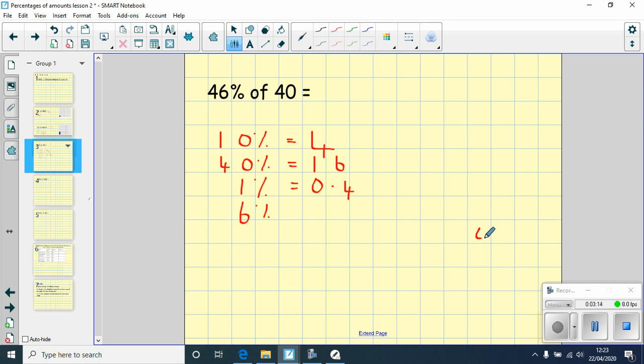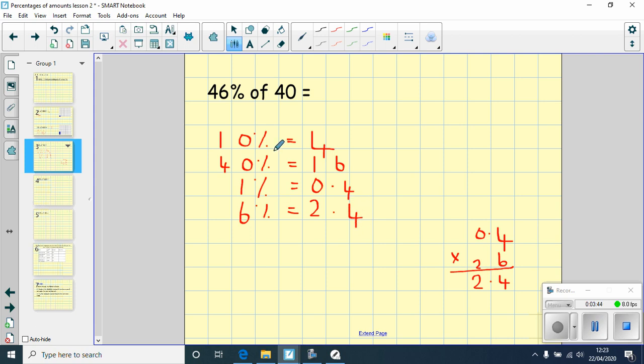So you might just do a little jotting down here. 0.4 times 6. So I want 6 lots of 0.4. Decimal point in, 6 times 4, 6, 12, 18, 24, 4 there, a little 2 there, 6 times nothing is nothing, add 2 is 2.4. You might have just known that, but if not, you can show your working out there.